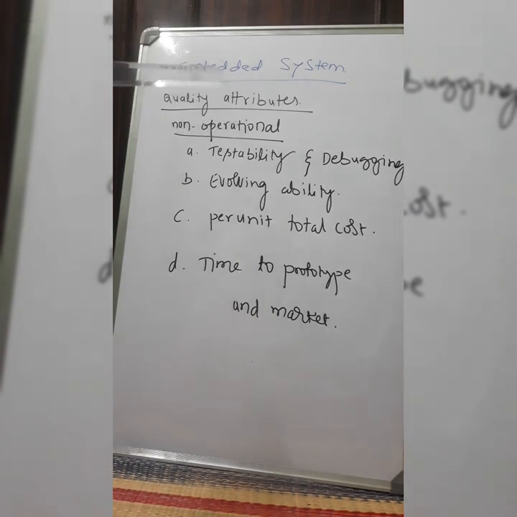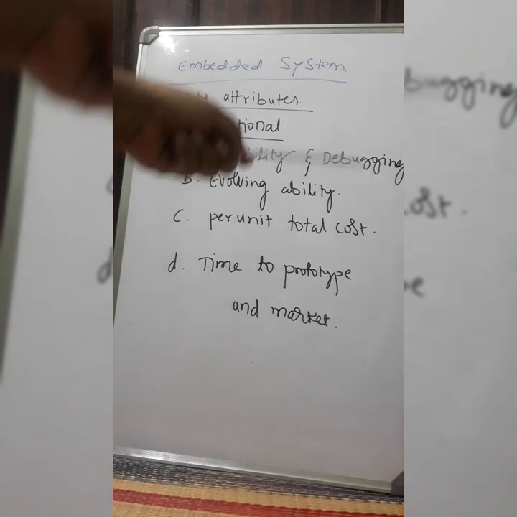That means when the embedded system is not yet to be used, before it is being put to use, what are all the quality attributes or the special characteristics that are to be expected from an embedded system. The first non-operational quality attribute is testability and debugging.